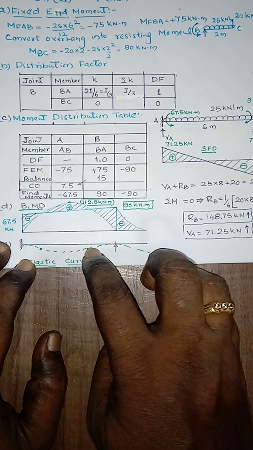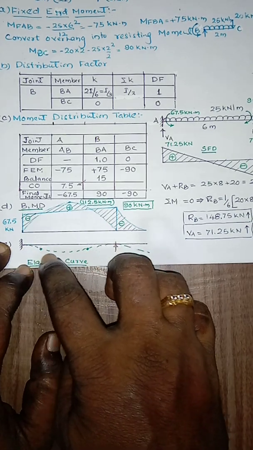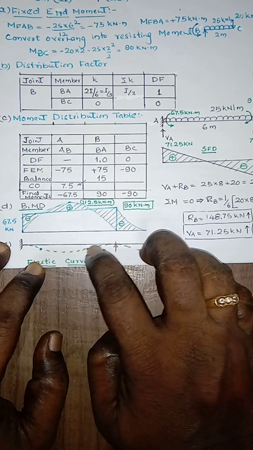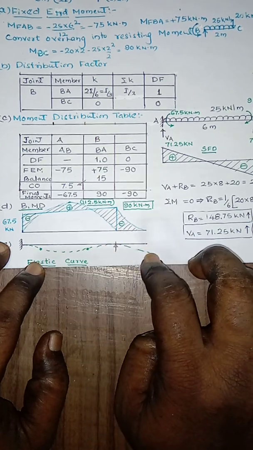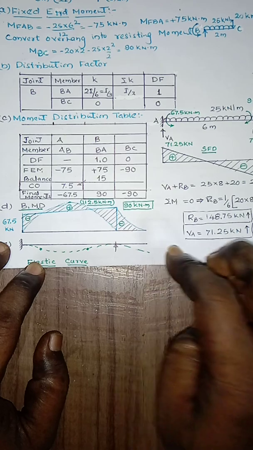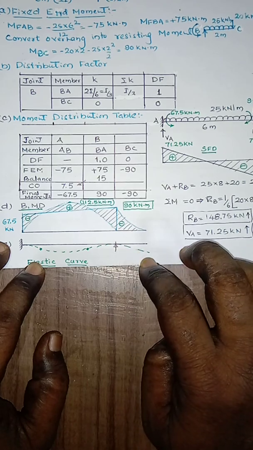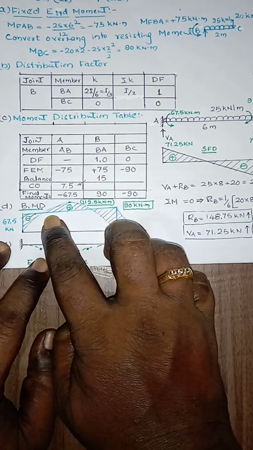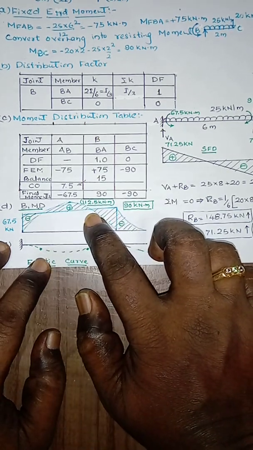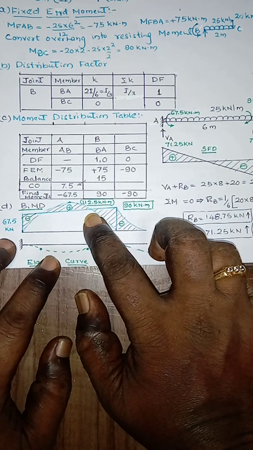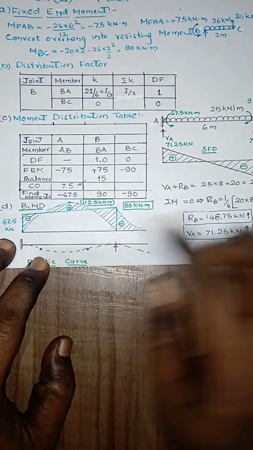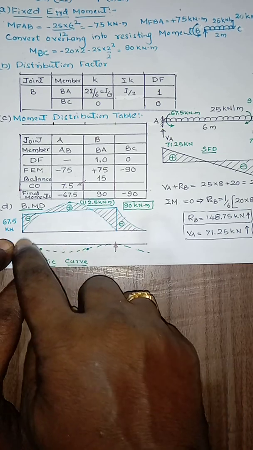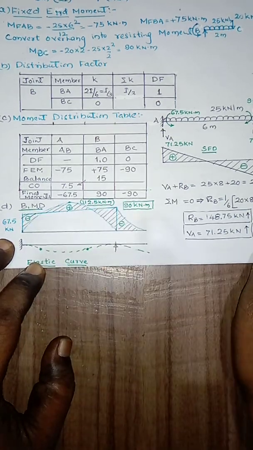Hence we can draw the elastic curve. This is the curve for the hogging and sagging moment, and here this is hogging moment like this. Then these are the points of contraflexure, where the bending moment changes from negative to positive or positive to negative. Here these are the 2 points of contraflexure. This portion is sagging bending moment, and at the support it is hogging.